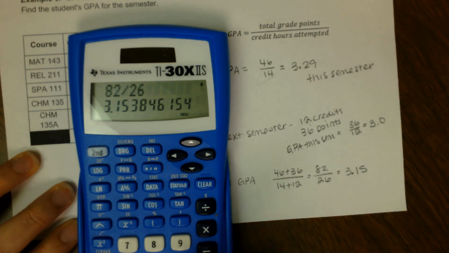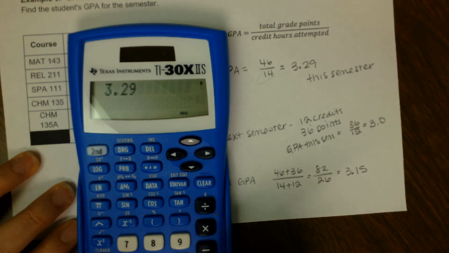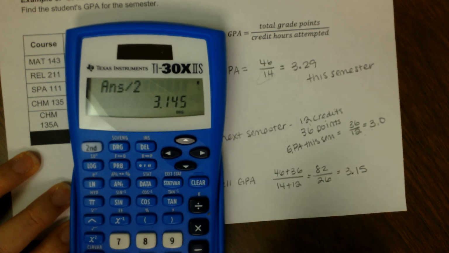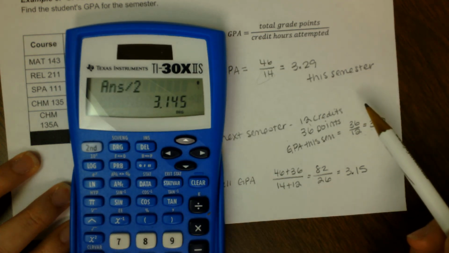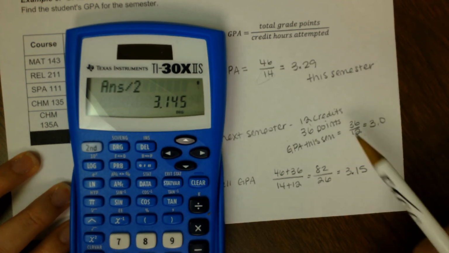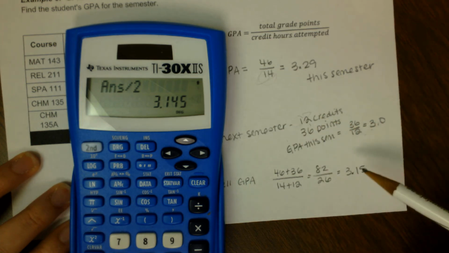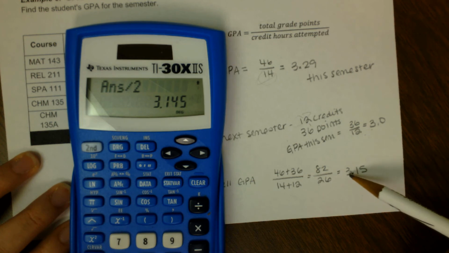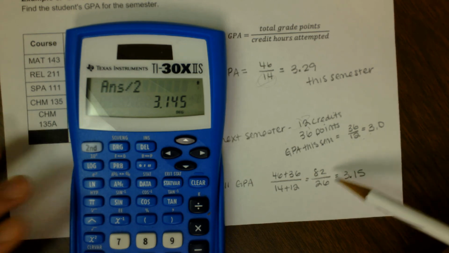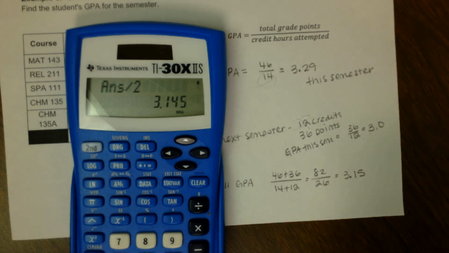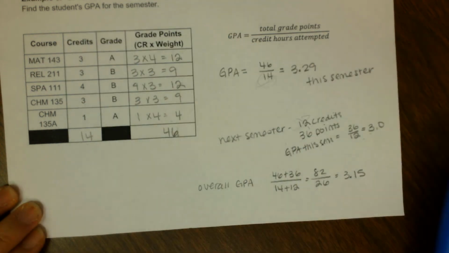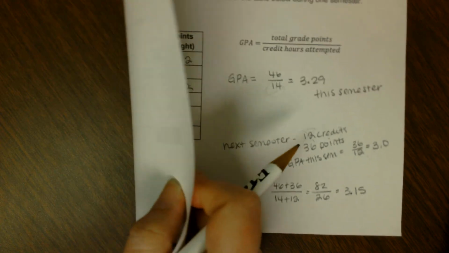If we just try to do this, 3.29 plus 3 divided by 2, this would give you 3.145. So I mean, it's close just because we have 14 and 12. But the more semesters you add on, the bigger difference it'll be. So let's be cautious about that.